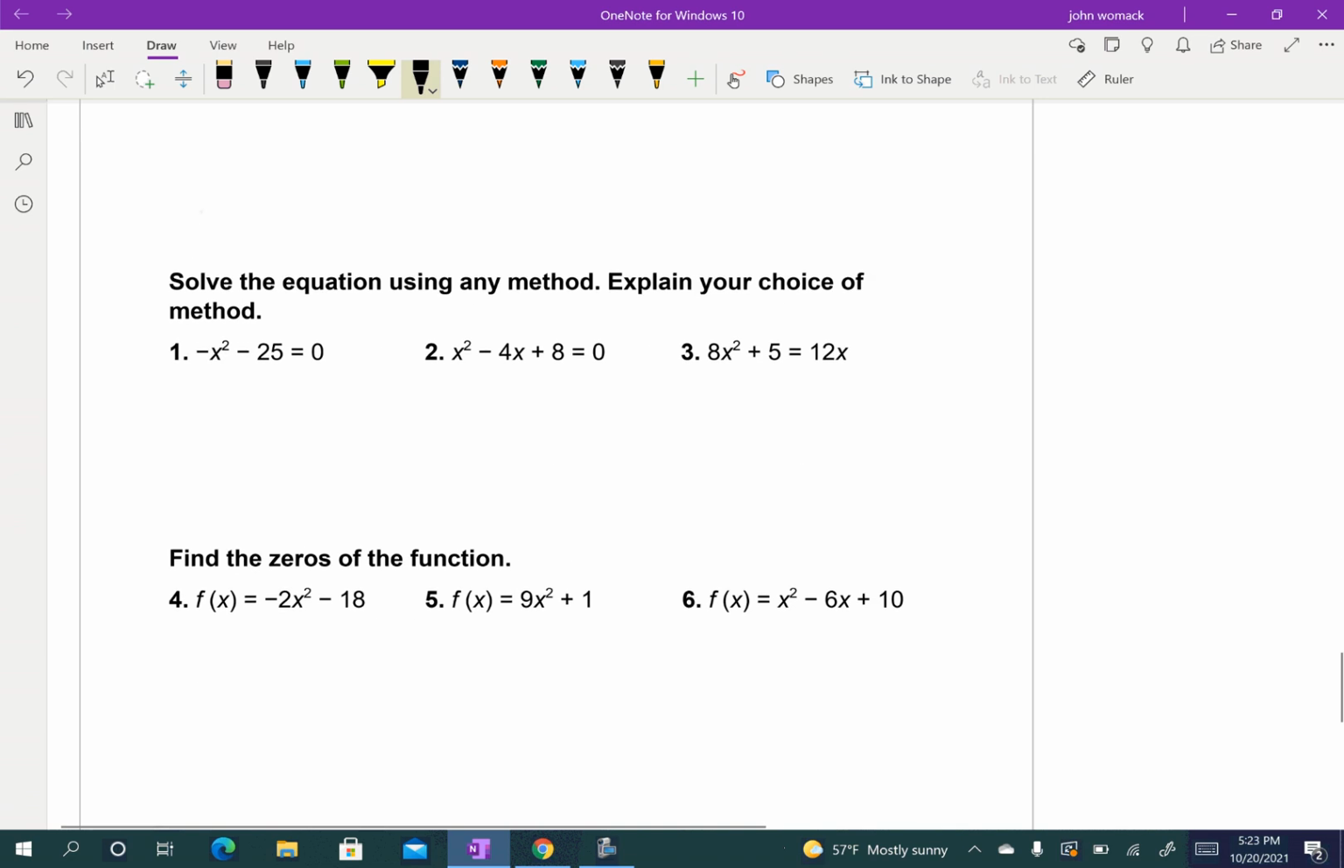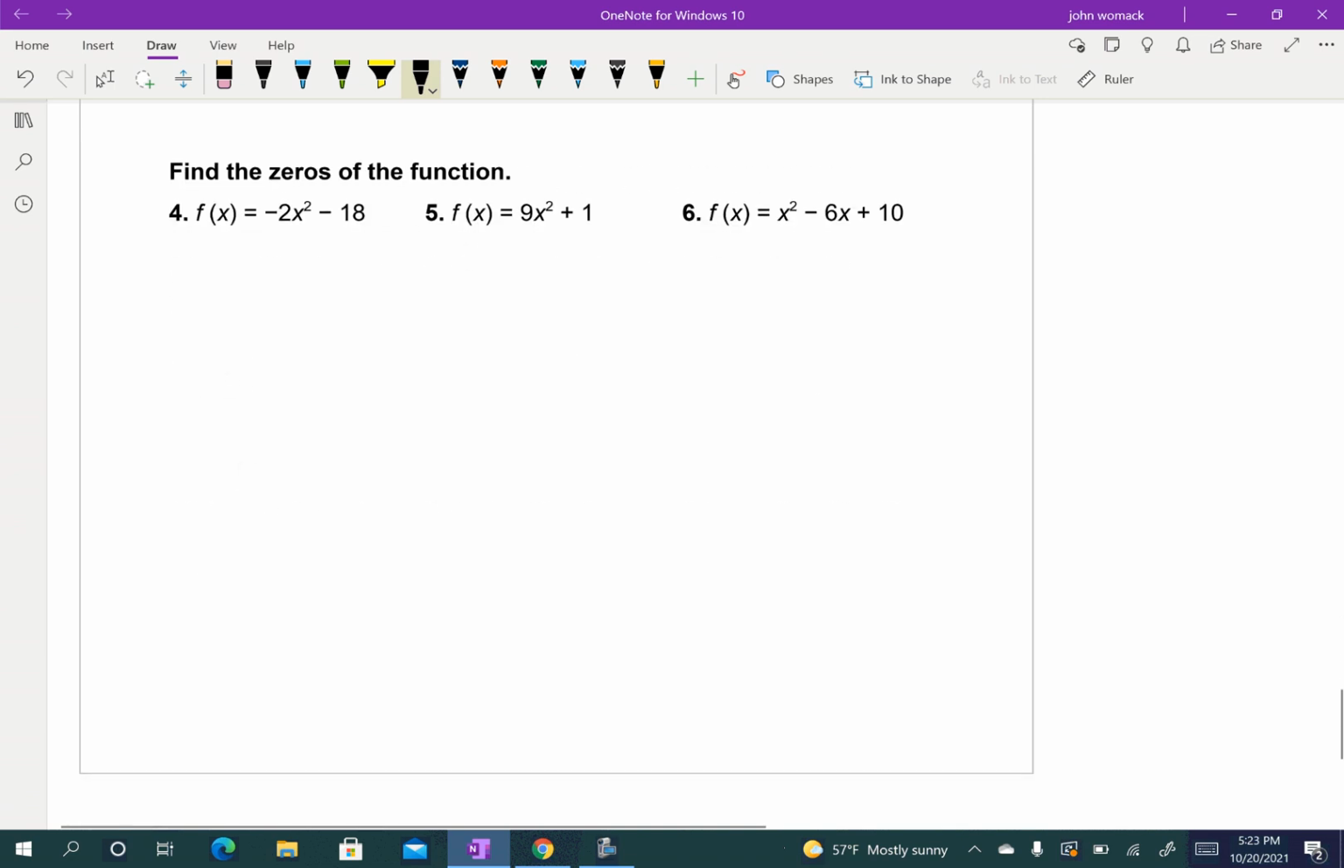Why don't you guys go ahead and try? I want to do one of these. So let's take this problem number 6 right here. Pause the video, and I want you to find the zeros of that function. Okay, so hopefully you found that. Just double check it. Again, think zeros of the function mean I want the function to equal 0. I want y to equal 0. So 0 equals x squared minus 6x plus 10.